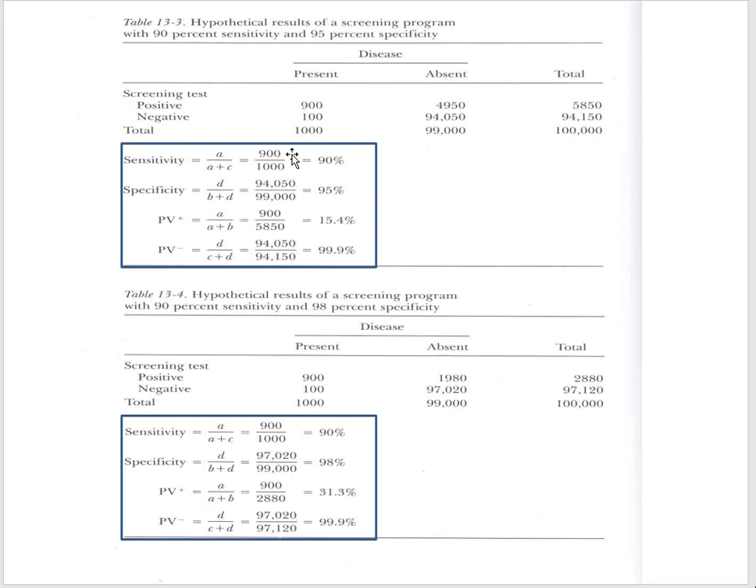Look, we have a sensitivity of 90% and a specificity of 95%. Whereas here we have a sensitivity of 90%, so again the sensitivity didn't change, but the specificity changed to 98%. Look what happens to positive predicted value. It went from 15.4% to 31.3%.